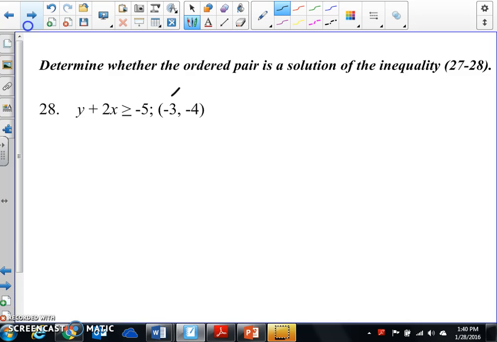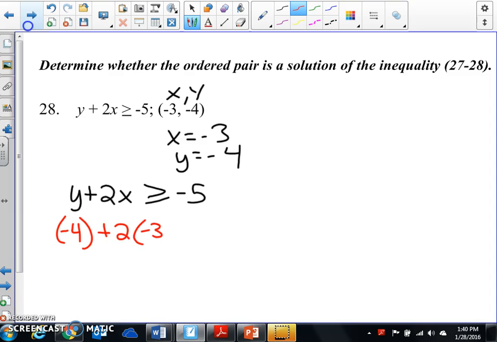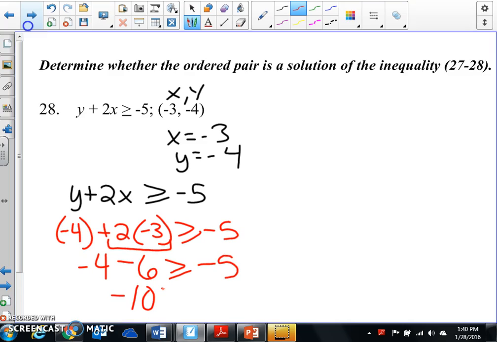Here, this is x, y. So x is equal to negative 3. Y is equal to negative 4. So now I plug in. I use my original inequality. Y is negative 4. X is negative 3. Order of ops. 2 times negative 3 is negative 6. Negative 4 minus 6 is negative 10. Then I ask myself, is that greater? Would I rather be down $10 than $5? No. Not a solution.